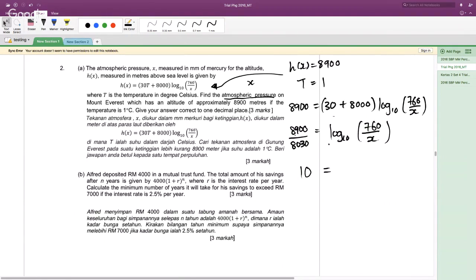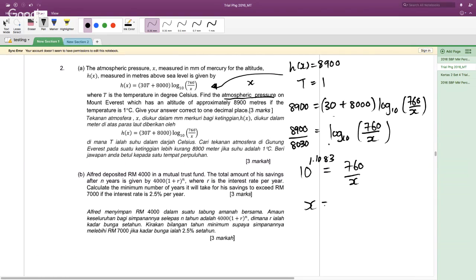So the answer here for 8900 divided by 8030, you should get a number something like 1.1083. So I move my log 10 to the other side, it becomes 10 to the power of the answer here. This is 760 over x.